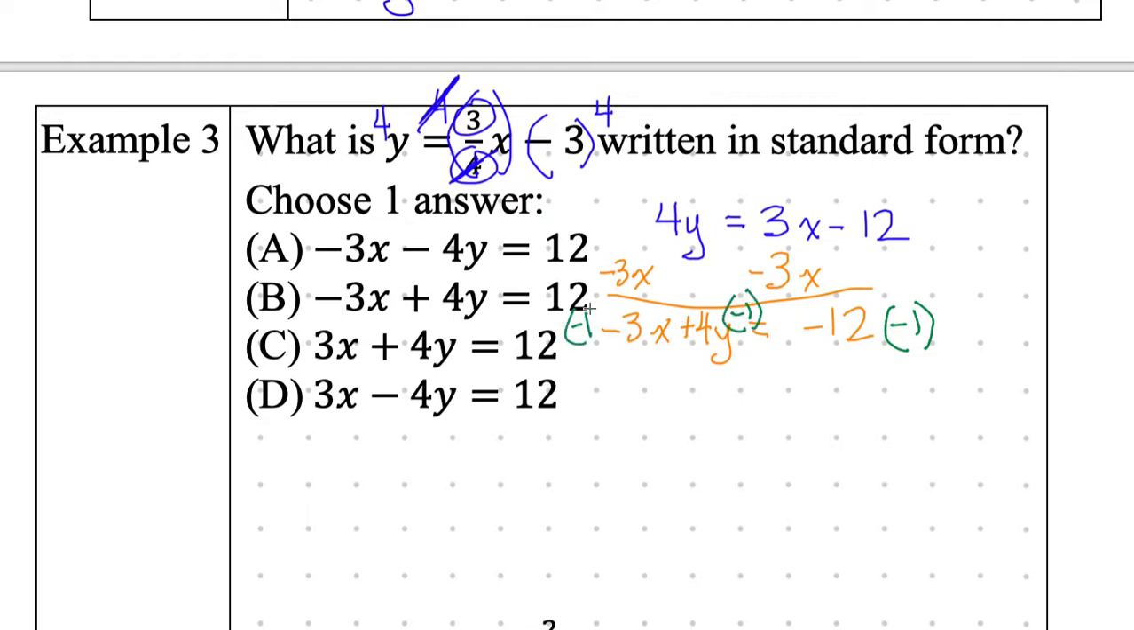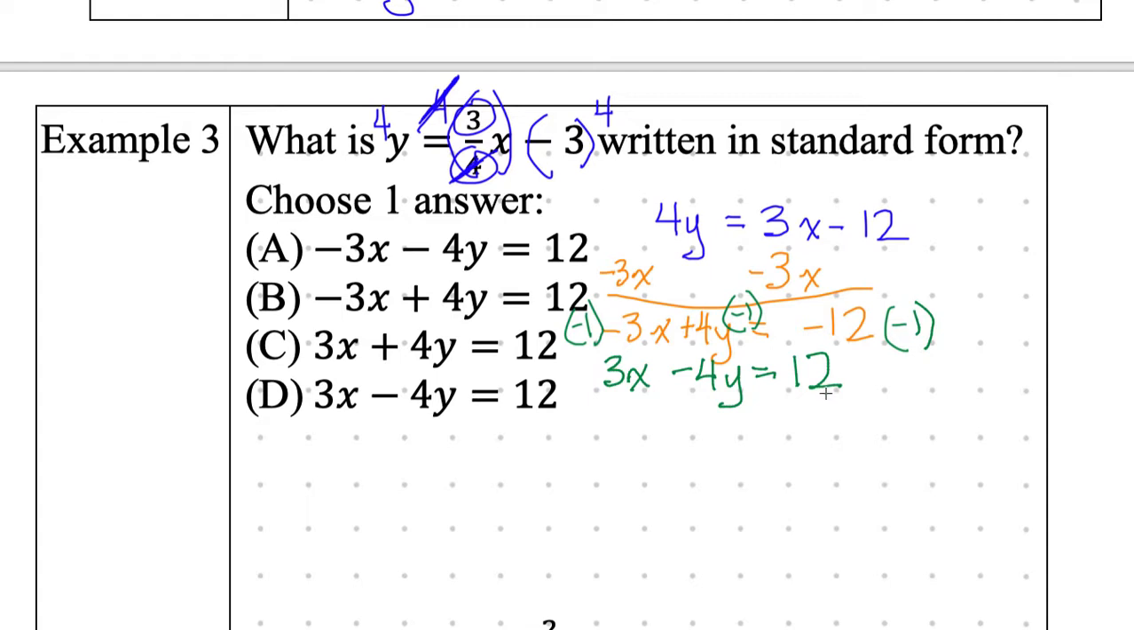Which it can never be a negative? It could be a negative. It's just all of these answers are positive, so we have to switch the sign somehow. So, yeah, switch the sign of everything is the same thing as multiplying everything by negative 1. So our final answer is a positive 3x, switching the sign, minus 4y is equal to a positive 12.